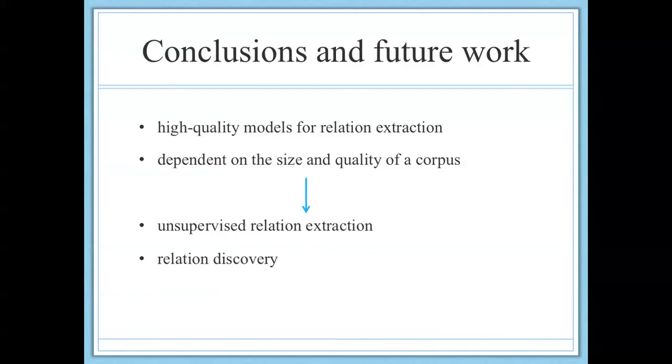Rather than coming from a human-made corpus, unsupervised relation extraction learns relevant relations and relational instances from texts, which can lead to a bigger set of learned relations and ultimately to automatic discovery of relevant domain-specific relations.